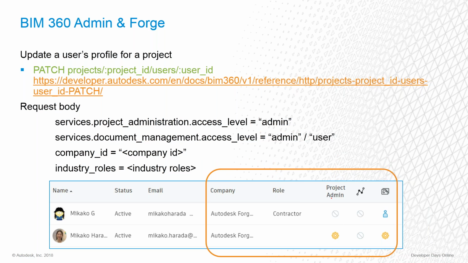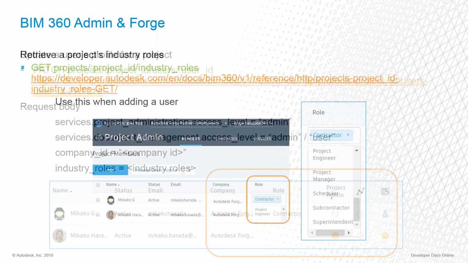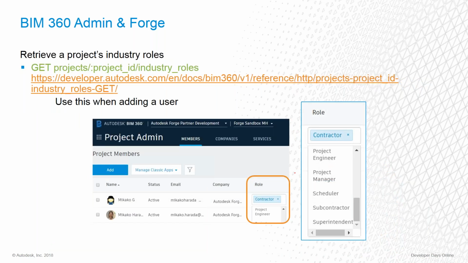For the industry role, you also need to get it using an API. Retrieving a project industry role is designed to help add the users. If you go to the project admin industry roles and try to add roles, you see a list of project industry roles, and these are the ones you get. This list of roles will be returned when using this call.